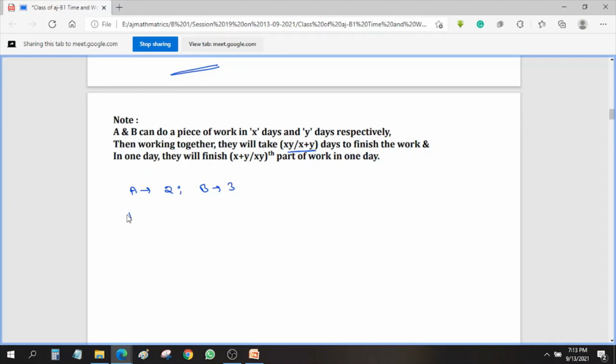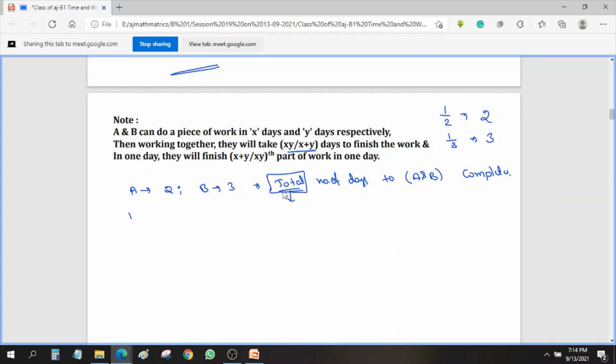What we need to find out, finally, is the total number of days for A and B to complete the work. It is actually very hard to find, and very complex to remember. If we are finding 1 day's work, for example, 1 day's work of A is 1 by 2, then the total number of days is 2. If 1 day's work of A is 1 by 3, then the total number of days is 3. Which means the total number of days and 1 day's work are reciprocal to each other.